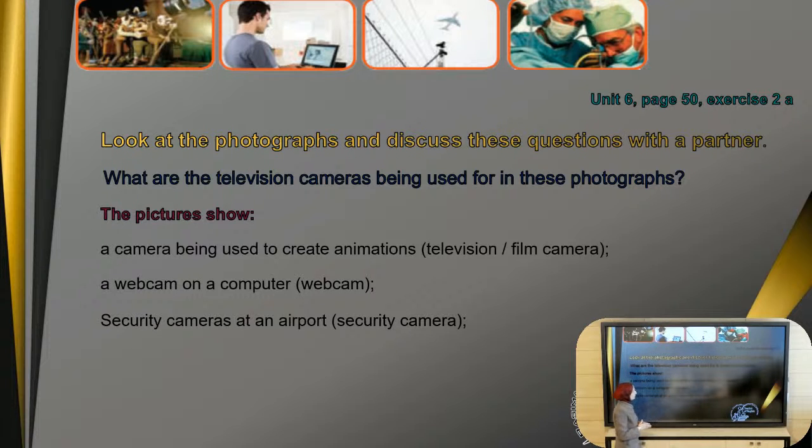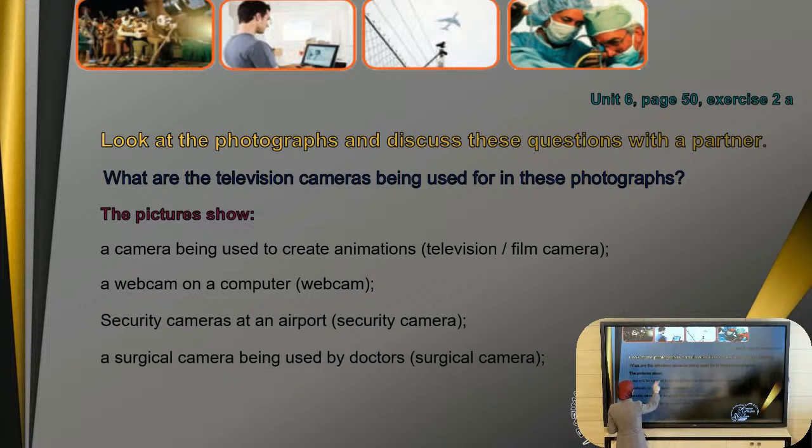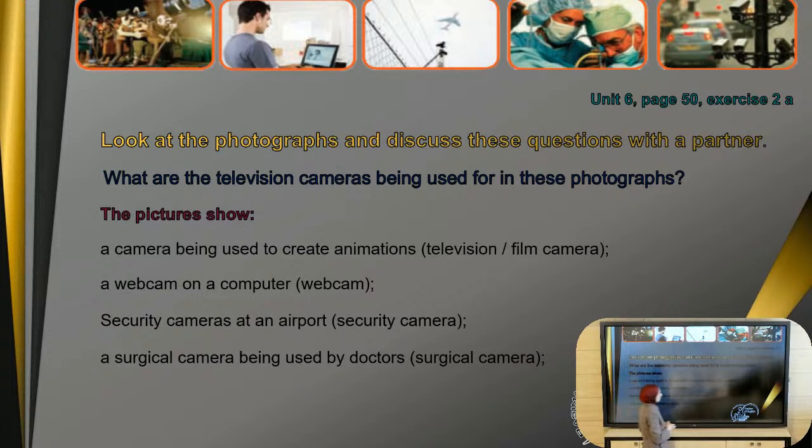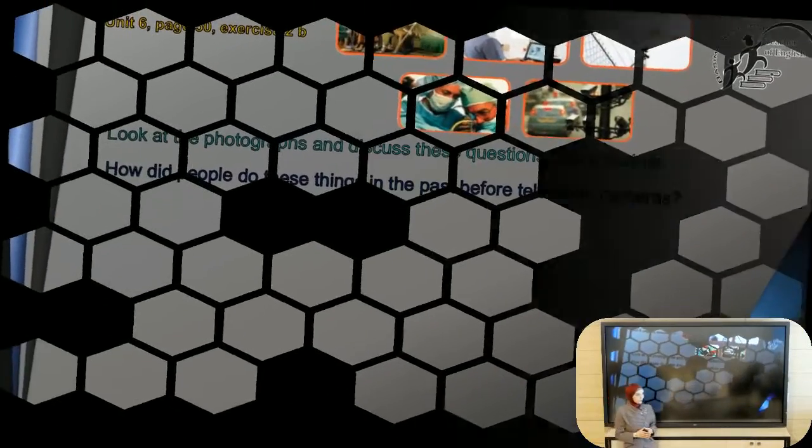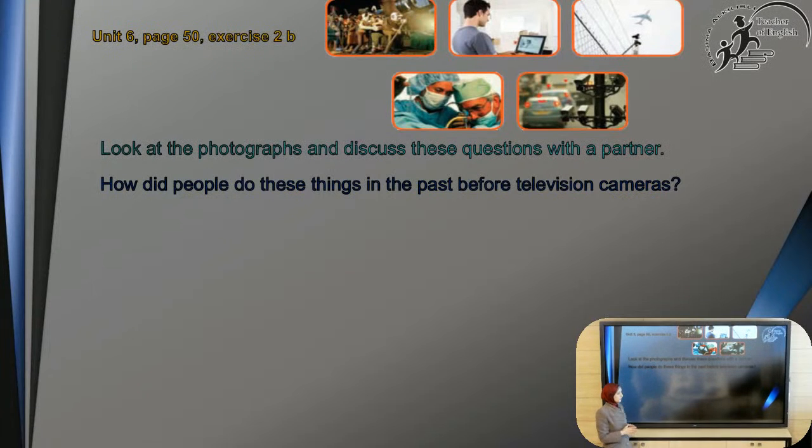Let's see the fourth picture. Here we have a surgical camera being used by doctors. And the last photo, here we have surveillance camera, and it's a speed, or they are speed cameras on a motorway. Let's move to discuss another question. How did people do these things in the past before television cameras?